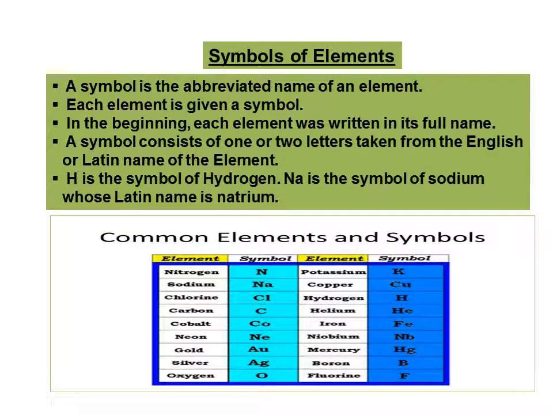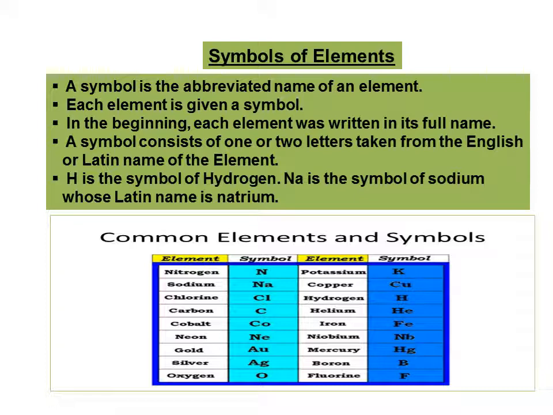In order to avoid the complexity in the periodic table, scientists have decided on an abbreviated name of an element instead of the full name of the element. The abbreviated name of an element is called a symbol. A symbol is the abbreviated name of an element. Each element is given a symbol.